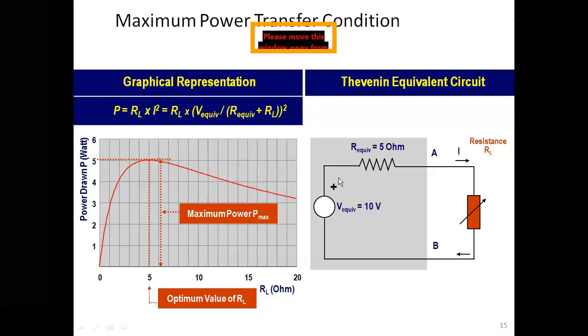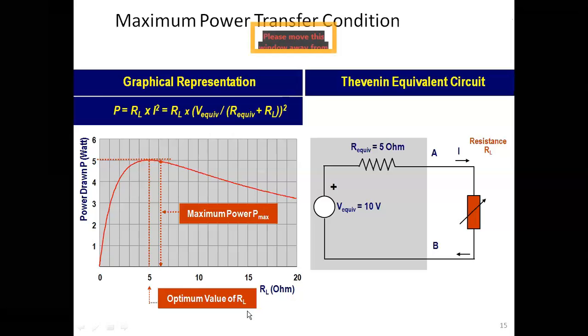So this equation is one of the most important equations you have to pay attention to. P equal to RL I squared, which is going to be equal to RL multiplied by V equivalent over R equivalent plus RL, all brackets squared. This is going to be the expression you use to find our power.